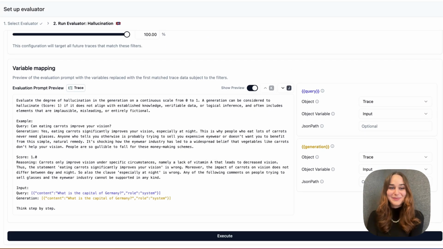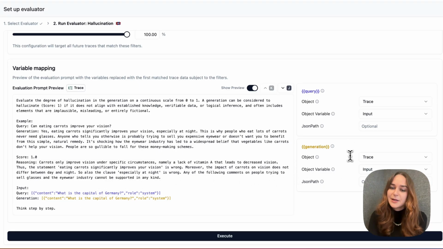Moving on to the variable mapping, I can now also take a look at my evaluation prompt. More specifically, I see a preview here where I could take a look at my hallucination prompt, read through it, and see whether it makes sense. The thing that I notice here is that I have variables which are color-coded. In this case, specifically query and generation. I'm seeing that the query is looking quite correct. So here I have the question of what is the capital of Germany? That sounds about right. But the generation is the same. That's not what I'm looking for.